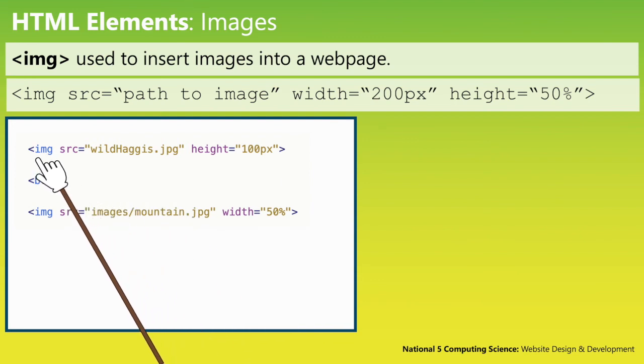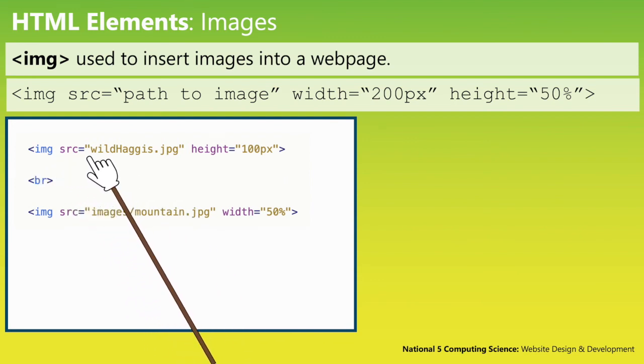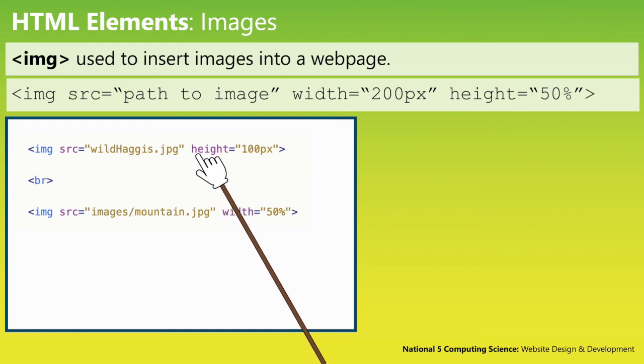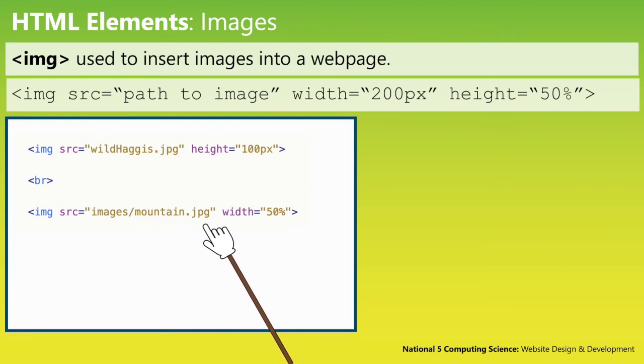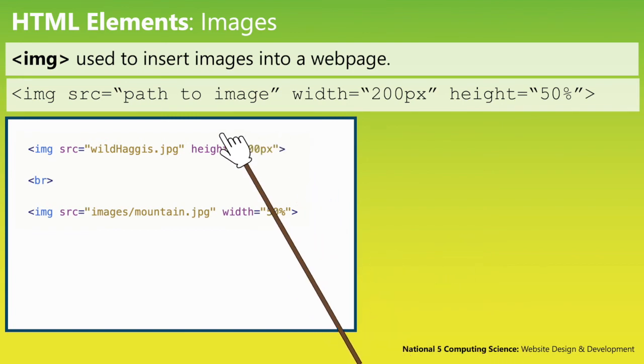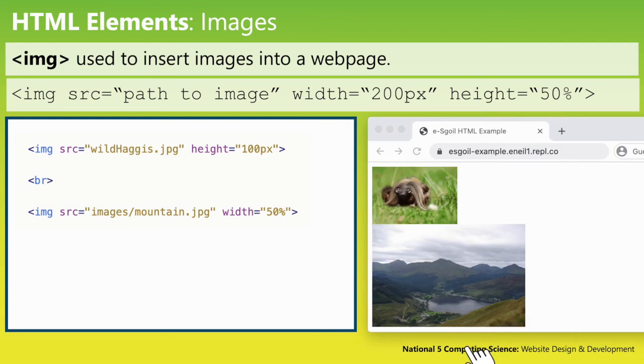Here we have image src, this is the name of the image, and we've set a height to be 100 pixels. In this example, we have said images/mounting.jpg, and that is because this image here is located inside the folder images, and we've set the width to be 50%. So this code here will render this page here.